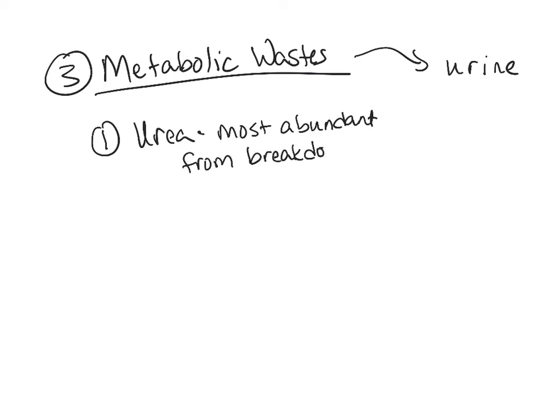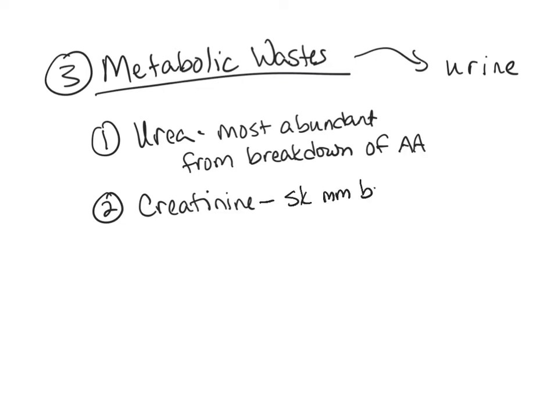If you remember, when amino acids get broken down, they form this toxic ammonium, and then ammonium has to be converted to urea during the urea cycle, and then the kidney can get rid of the urea. The second metabolic waste that's produced is called creatinine. Creatinine is produced when skeletal muscles break down creatine phosphate. Remember what creatine phosphate is. It helps to store ATP. It stores that last phosphate group for ATP until ATP needs it back.